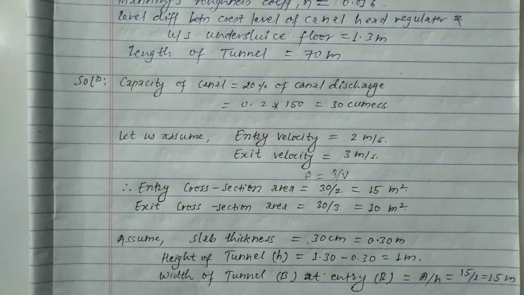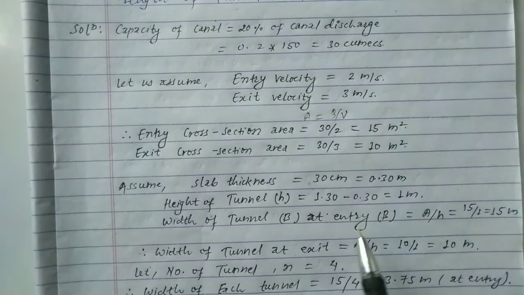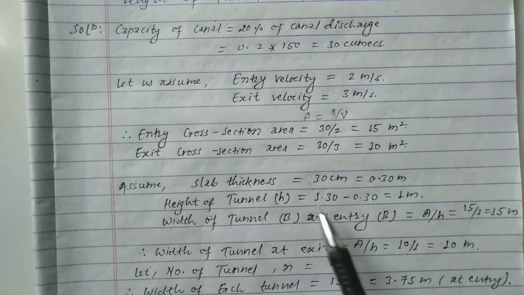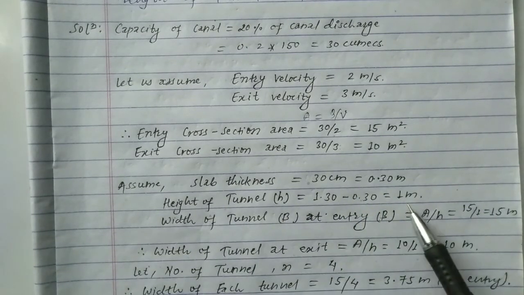Okay, and when we subtract this slab thickness from the upstream under sluice floor, that is given in the question 1.3 meter, after minus this value, 1.3 minus 0.3, that is slab thickness, then we get the height of tunnel, that is the value of h equal to 1 meter.